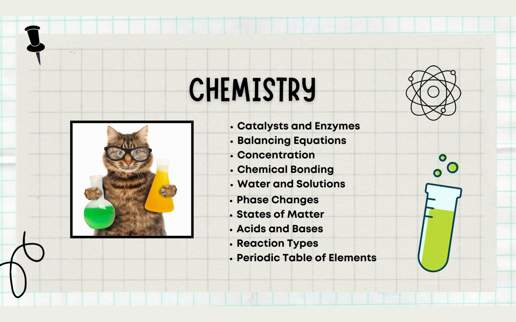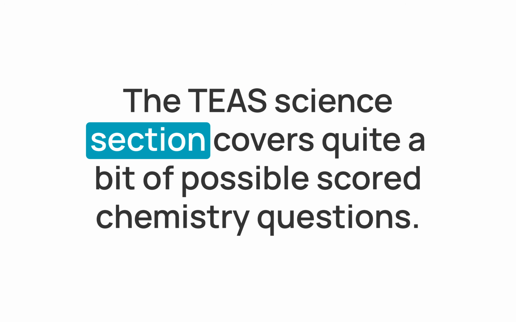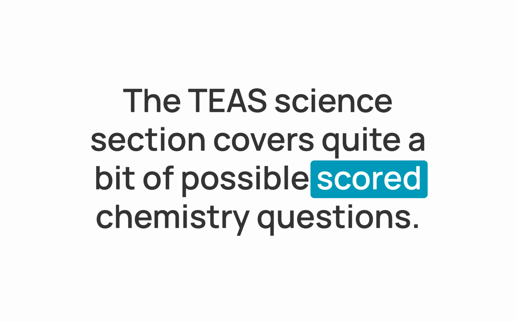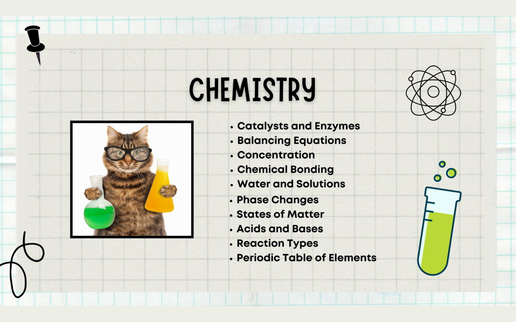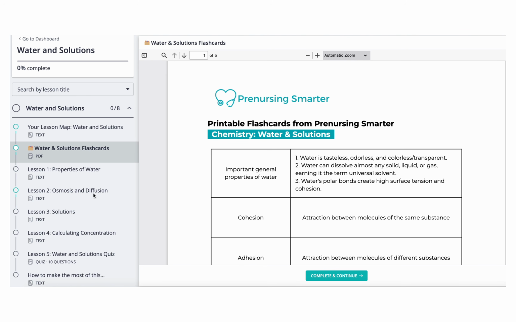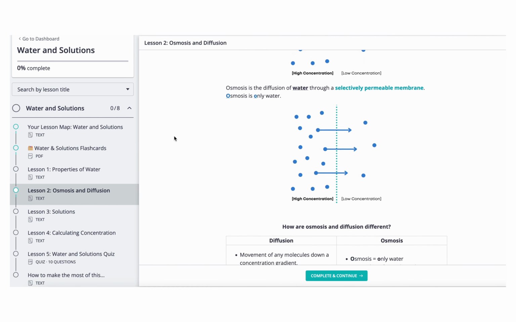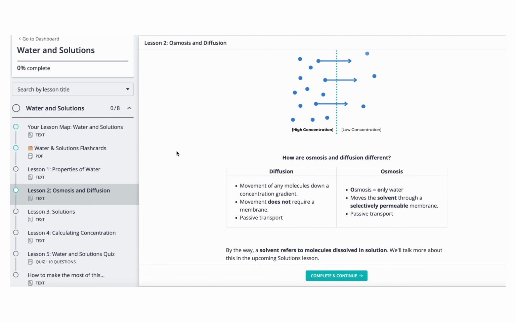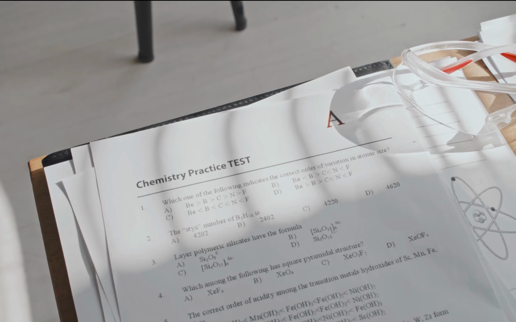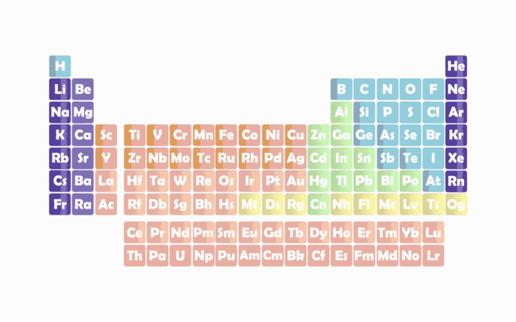Chemistry, try not to get too stressed out about it. I know a lot of pre-nursing students don't like chemistry. The TEAS science section covers quite a bit of possible scored chemistry questions. These include catalysts and enzymes, balancing chemical equations. Yes, that might be a scored concept on the new TEAS 7 science section. Concentration, bonding, water and solutions, phase changes in states of matter, acids and bases, reaction types, and the periodic table of elements. If you need to start studying anywhere, I highly recommend going over the periodic table of elements and understanding what each of the columns means and their behaviors.